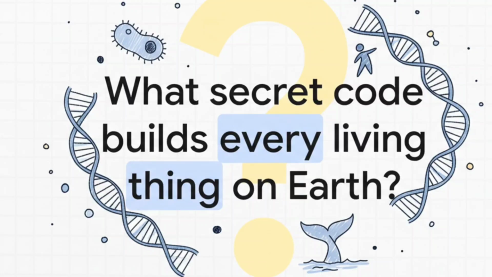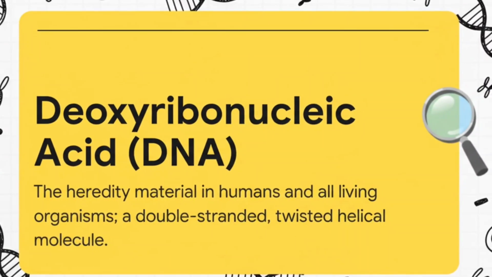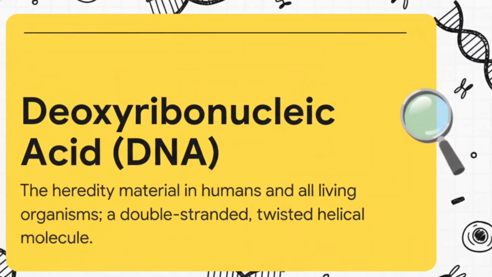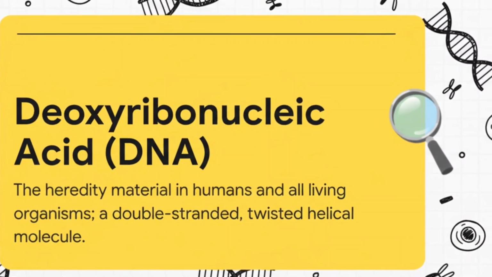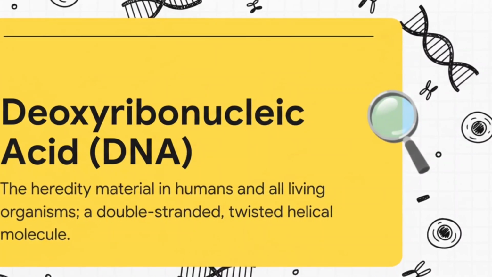Have you ever wondered what the secret code is that builds every single living thing on Earth? I mean everything, from a tiny little bacterium to a massive blue whale, and yeah, that includes you and me. Well, the answer to that question is exactly why we're here. That secret code is deoxyribonucleic acid. You probably know it as DNA. You can think of it as the ultimate instruction manual for all of life. And it's famous for that beautiful, super efficient shape, the double-stranded, twisted helix.